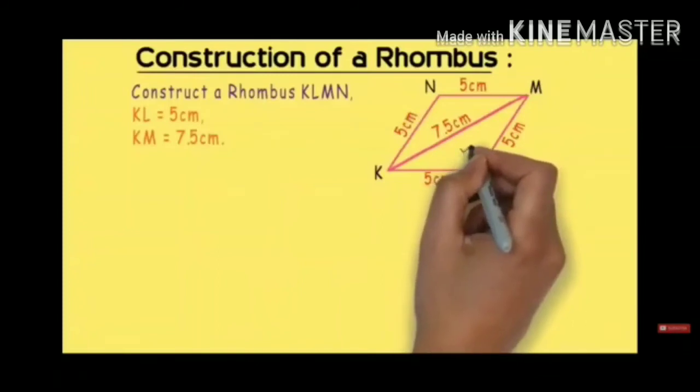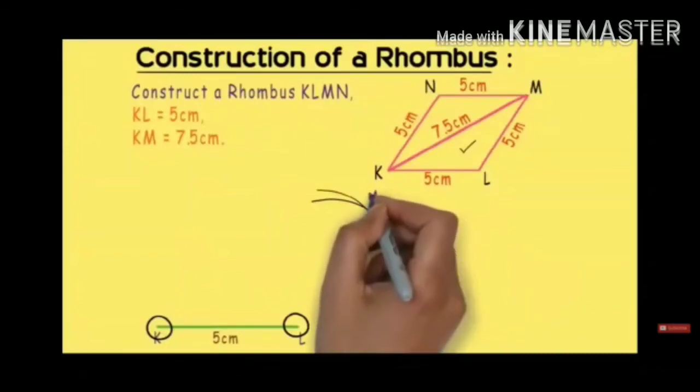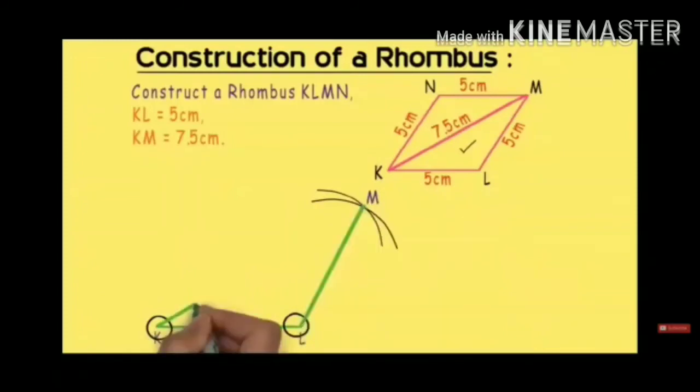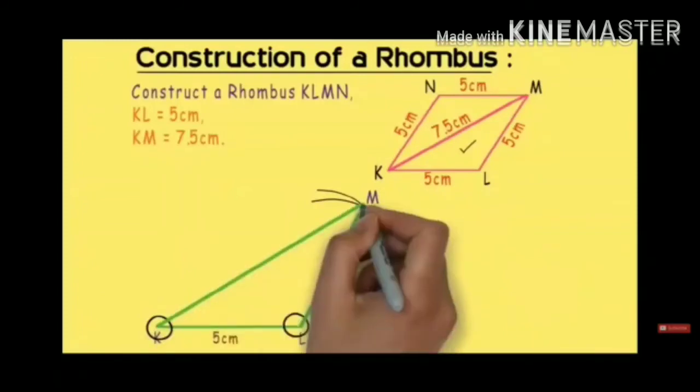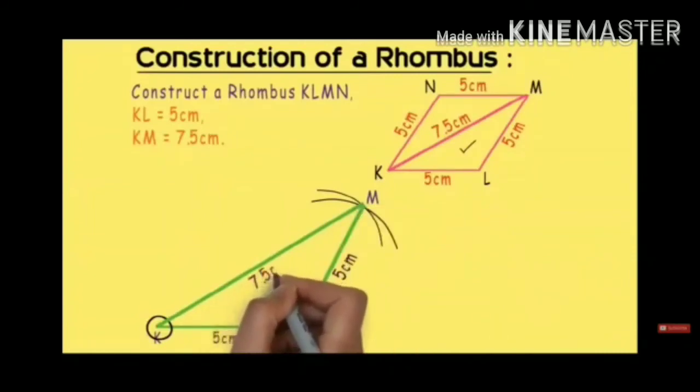Now let's complete the first triangle since we have 5 measurements of the quadrilateral, where KL is equal to 5 cm. With center L, radius 5 cm, I am drawing an arc. Now with center K, radius 7.5 cm, drawing another arc to cut each other at M. Join LM and KM and also mark the measurements along the sides drawn, that is 5 cm and 7.5 cm.